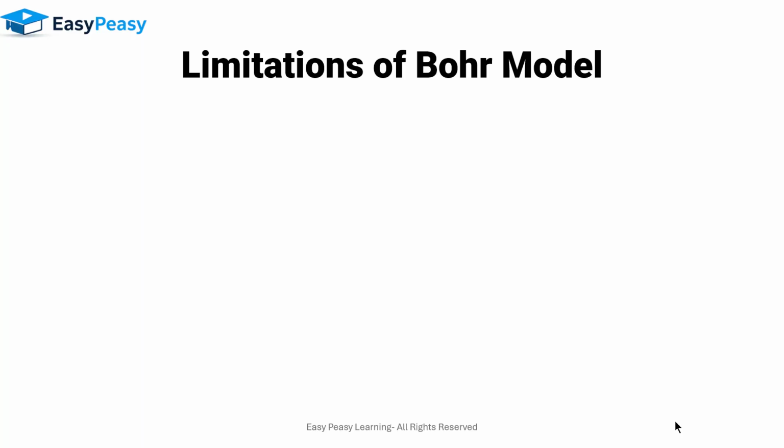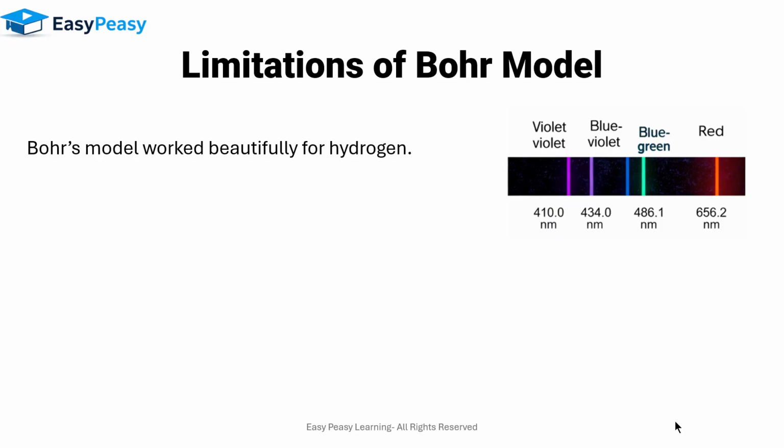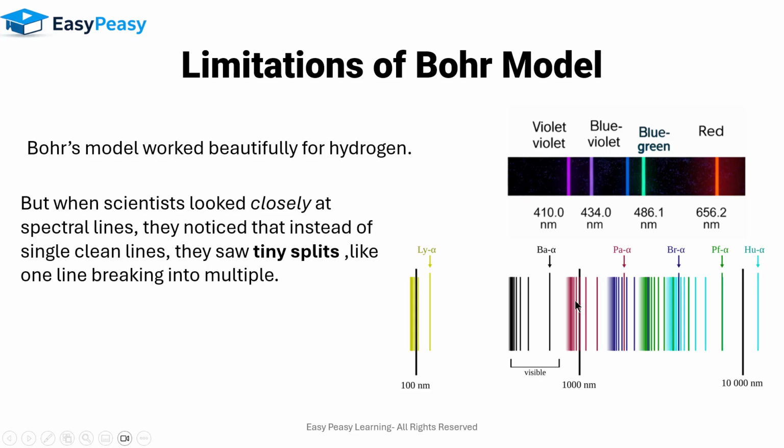Now, this story started with Bohr's model of the atom. Bohr beautifully explained the hydrogen line spectrum, but when you look closely at each line, it is further splitting into many other lines. And that was not explained at that time.